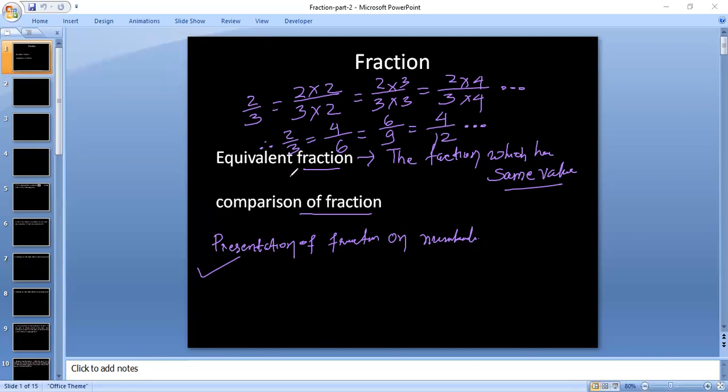Here I have only multiplied both numerator and denominator by a particular number. You can also find the equivalent fraction of any fraction by dividing. Let's take an example.